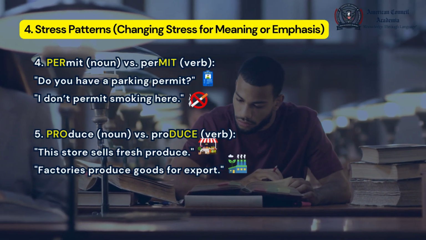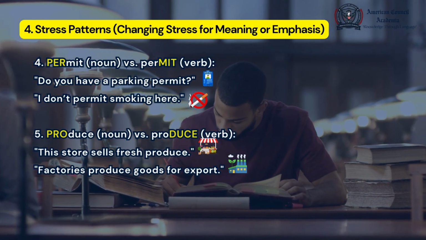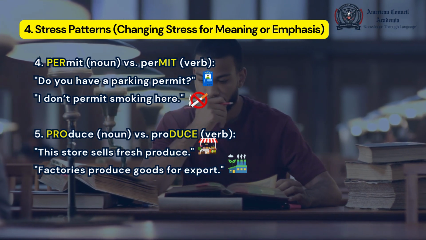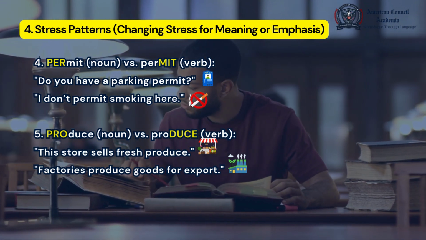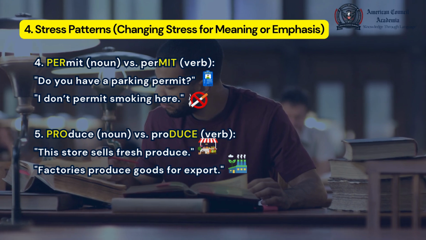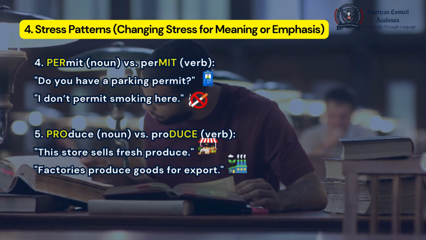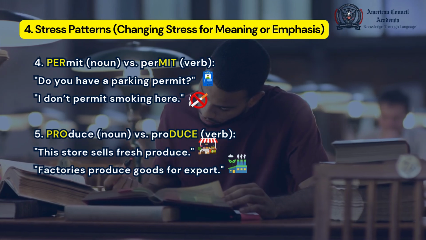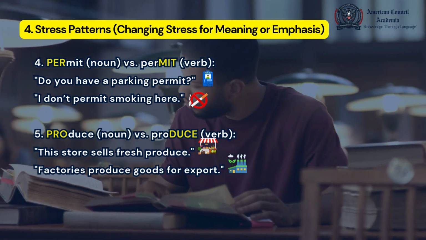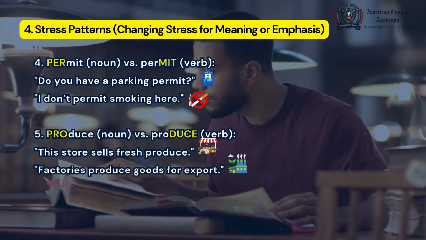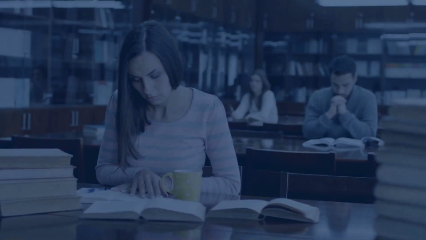Permit, noun, versus permit, verb. Do you have a parking permit? I don't permit smoking here. Produce, noun, versus produce, verb. This store sells fresh produce. Factories produce goods for export.